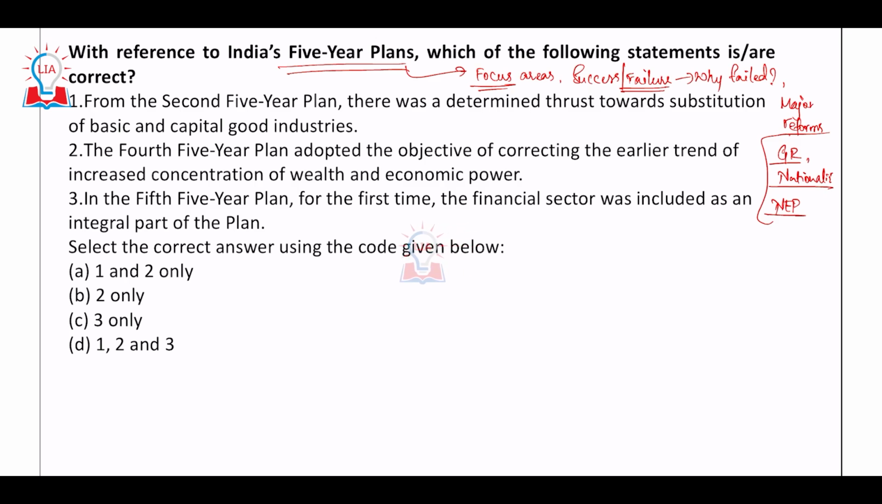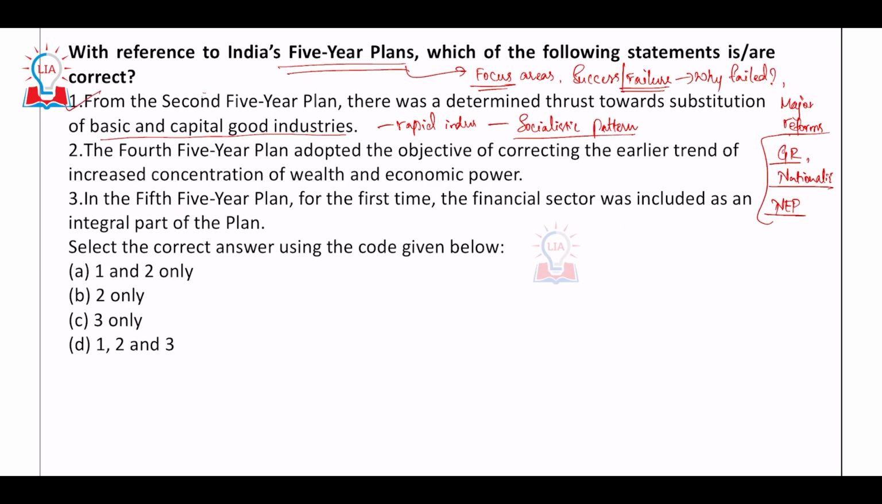So from the second 5-year plan, there was a determined thrust towards substitution of basic and capital goods industries. So was that the case? Absolutely, that was the case. The Mahalanobis idea, right? The stated objective of the second 5-year plan was, of course, rapid industrialization, with a particular emphasis on development of heavy and basic industries. It was aimed at establishing what we call the socialistic pattern of society. So the first statement is absolutely right.